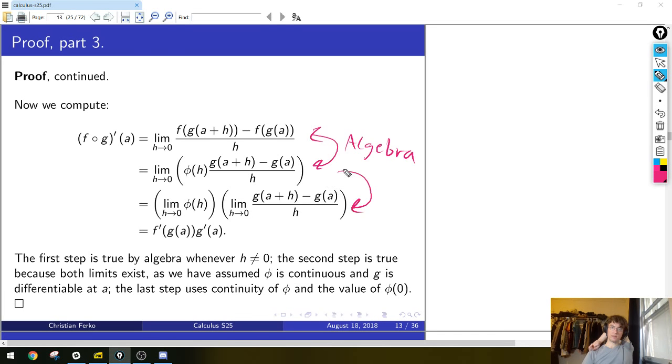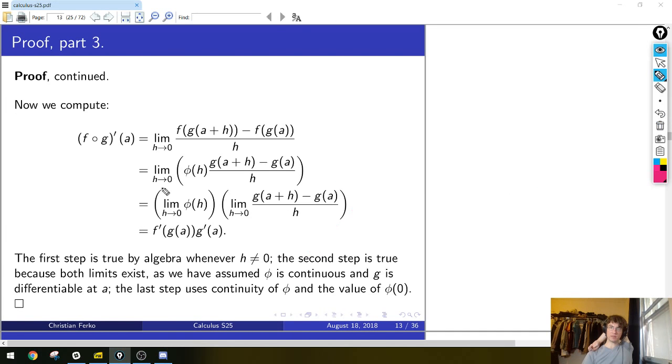Now, this step is because both limits exist. Why do both limits exist? Well, we proved that phi is continuous at 0 in the last two slides, so that limit exists. This is because g is differentiable. We've assumed g is differentiable in the theorem statement, so this limit exists. And if both limits exist, we can split the product.